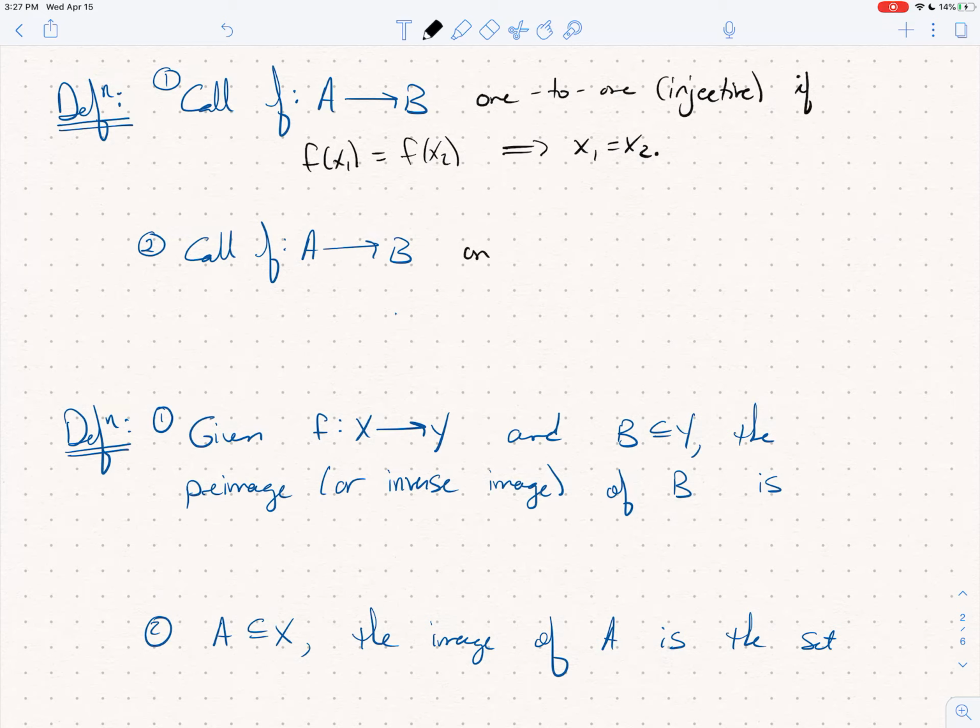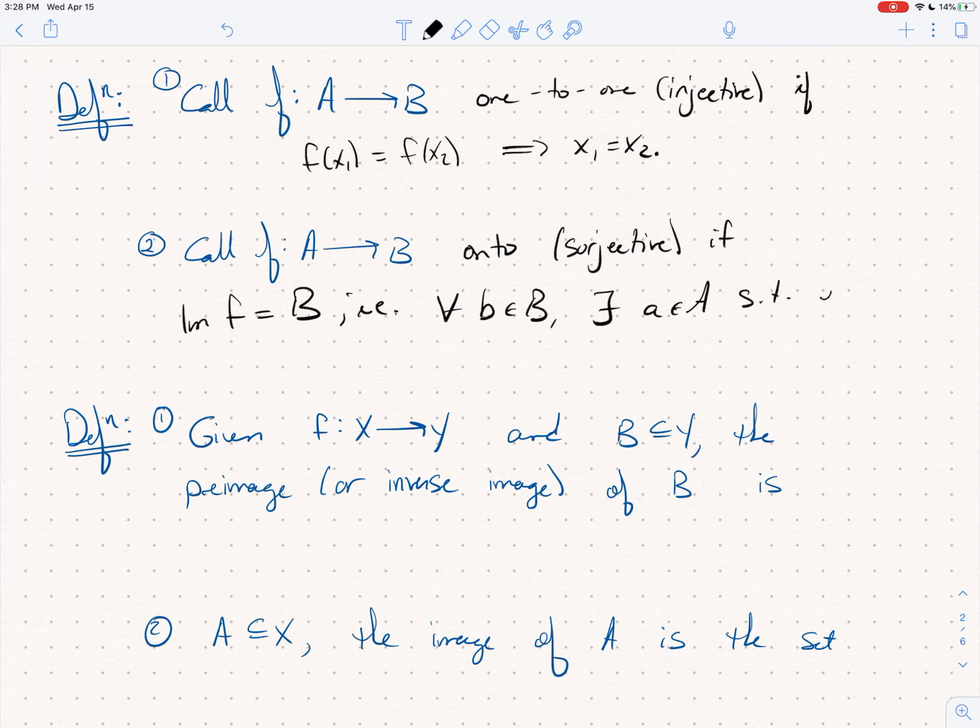And we'll call f from A to B onto, or surjective, if, in shorthand, the image of f is B. That's what it means to be onto. More specifically, for every little b in big B, there exists an a in A such that f of a equals b. And you guys played around with this quite a bit in discrete, and it's certainly some ideas we're going to need as well.